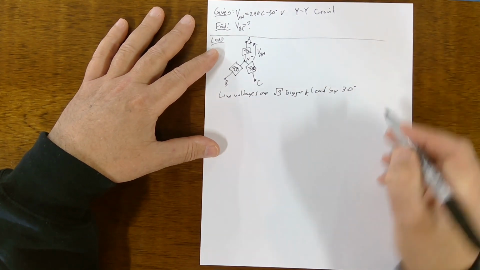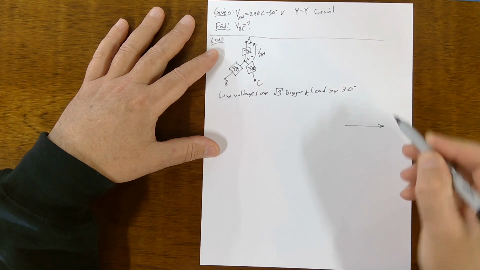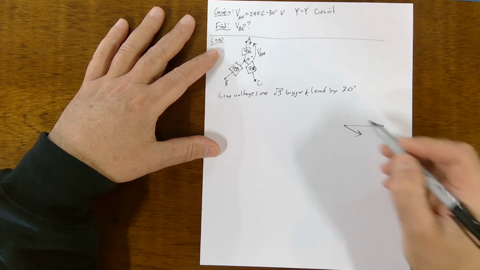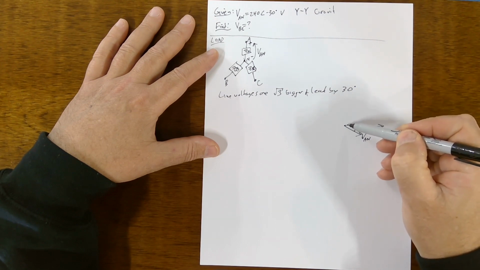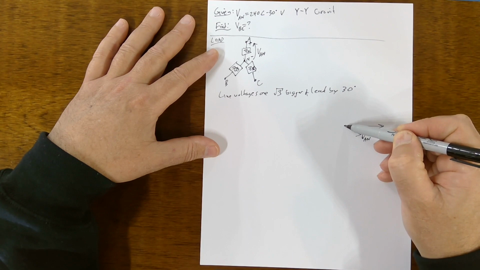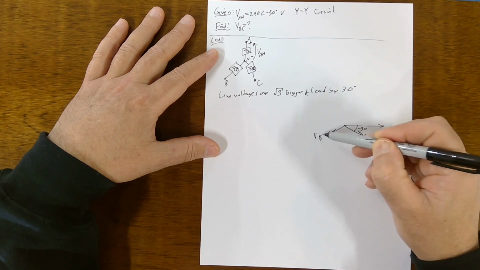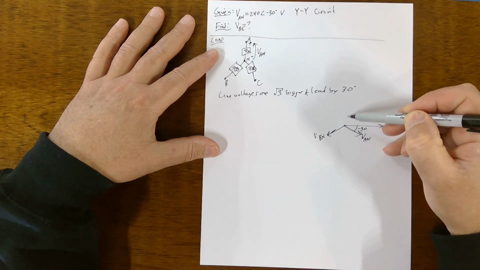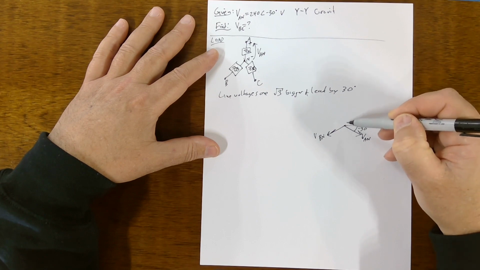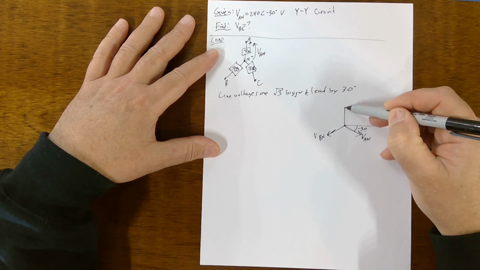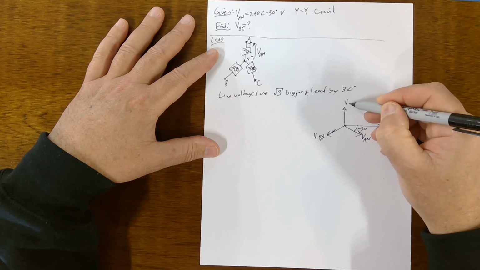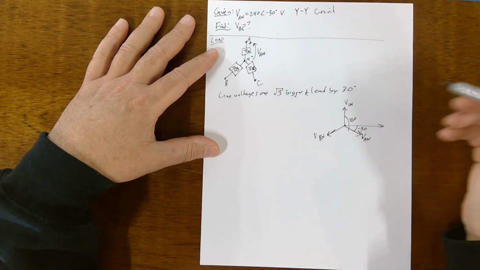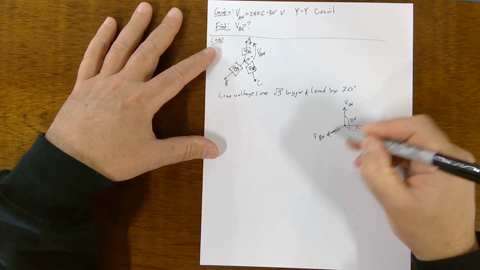So, basically, draw this phase diagram. Since they've given us VAN and they've said that it's minus 30, there's minus 30 in here. This is VAN. And there's three other signals of the same magnitude. There's VBN and there's VCN. This is 30, so 30 and 90 is 120. So this is VCN. It's 120 in here. And so this is AN, BN, CN.